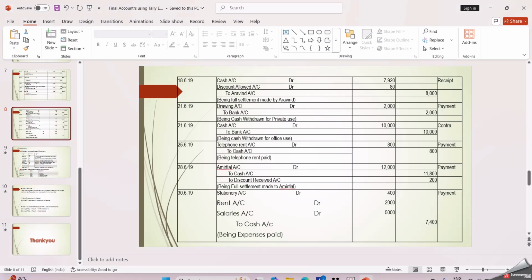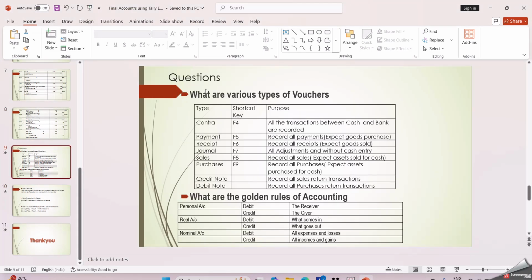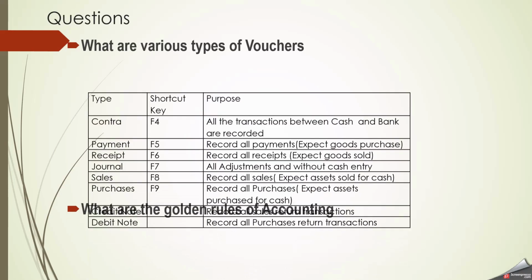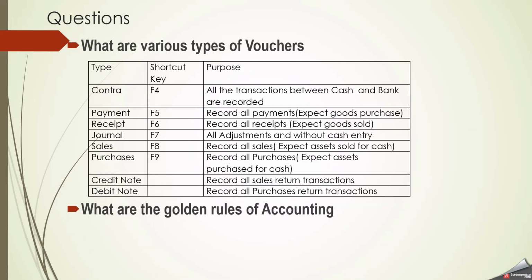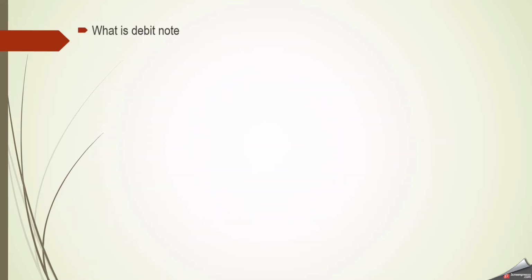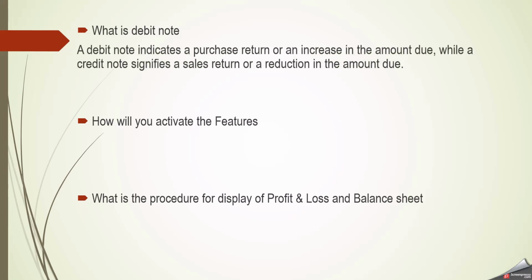Now let us move to the questions. What are the various types of voucher? What are the golden rules of the voucher? What is debit note? How will you activate the features? What is the purpose of profit and loss account and balance sheet? The answers are as follows.